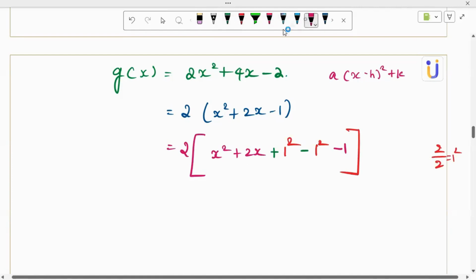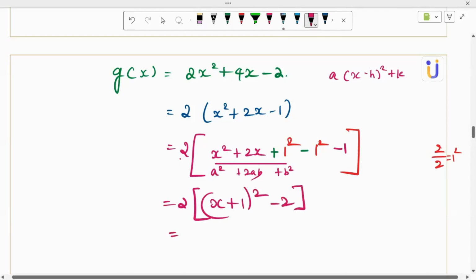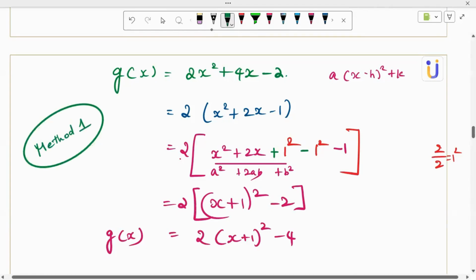Hope you get the reason why we are doing it. I close the bracket. Make sure the 2 is out, and inside the bracket, all these things remain. Now something I have added, and the x terms and the added term will become a complete square. You can note it, right? a square plus b square plus 2ab. So you can write (x plus 1) the whole square, the first 3 terms. And minus 1 minus 1, it's minus 2. Now you take the 2 inside: 2 times (x plus 1) the whole square minus 4. This is our desired vertex form. This is method 1, using completing the square.